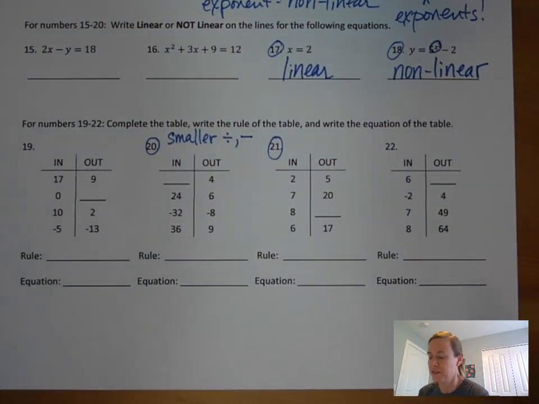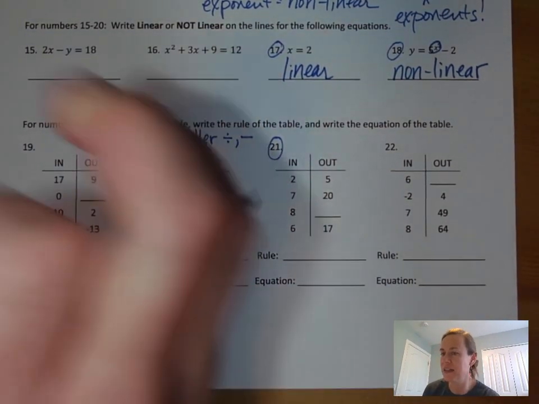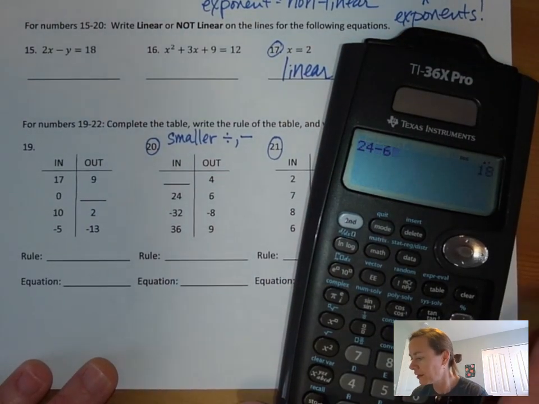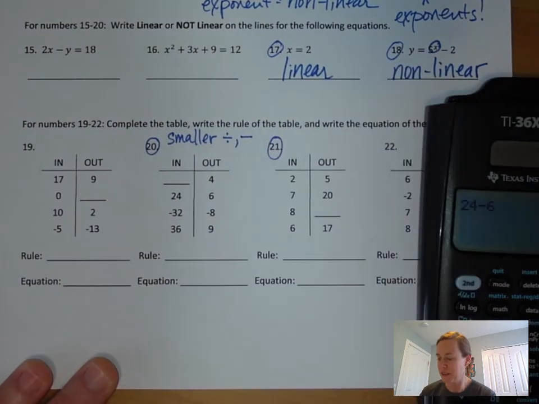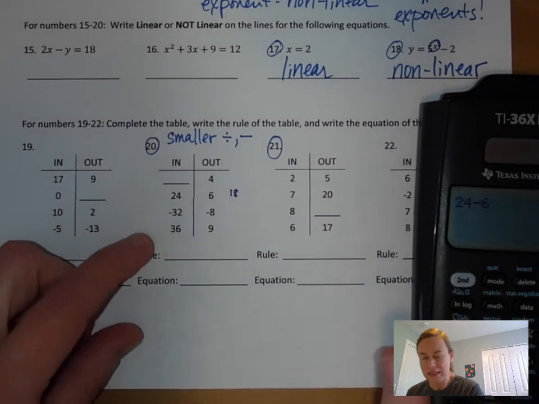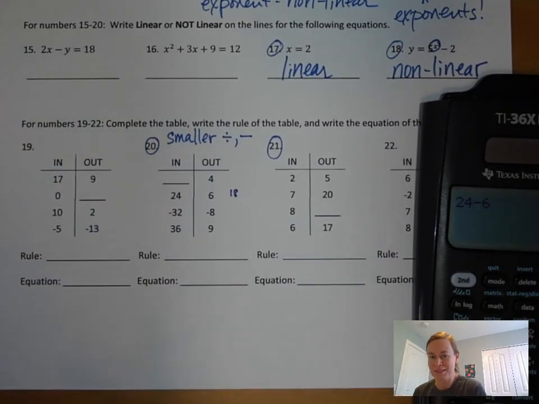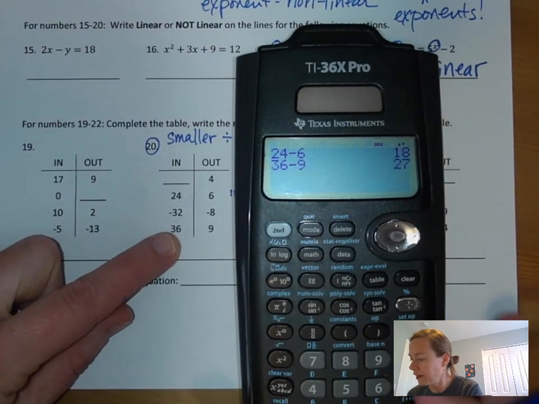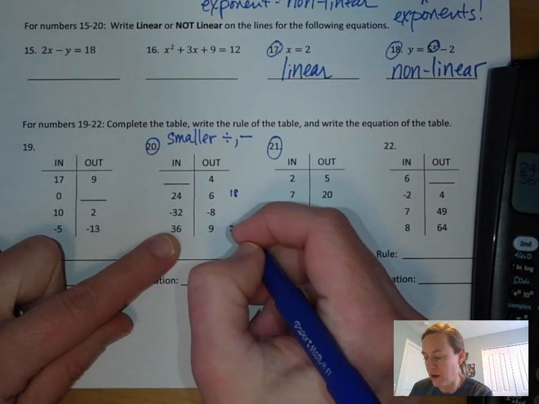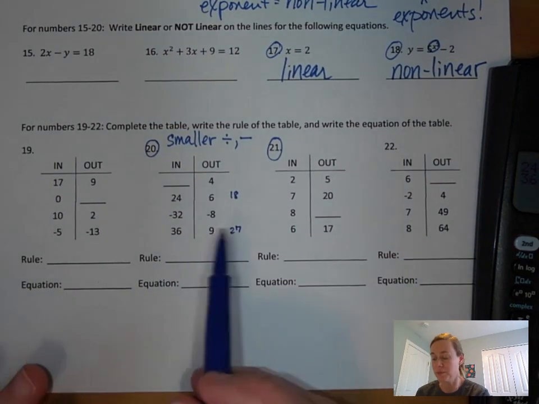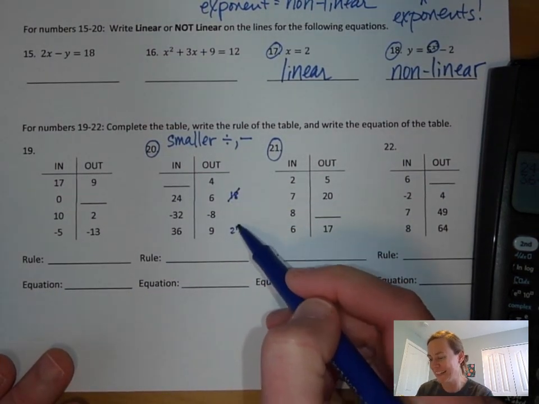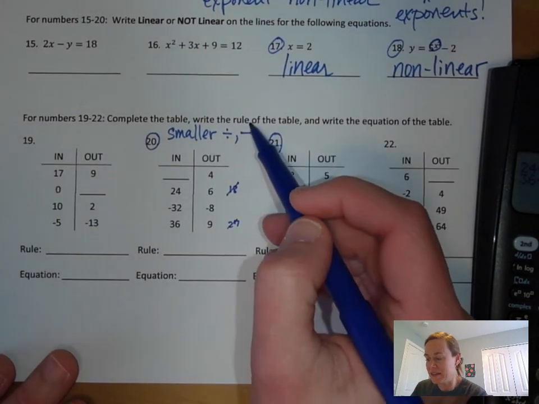Let's try subtraction first. So what's the difference between 24 and 6? Well, let's do 24 minus 6 to find out. And my calculator is telling me that's a difference of 18. So that's 18 right there. I'll just jot that down. And now what's the difference? I'm gonna just go with my positive numbers. I mean, why not make it easy, right? 36 minus 9. Oh, that's a difference of 27. So right off the bat, I know it's not subtraction because this set and this set, they have different differences. Okay, so it is not subtraction.